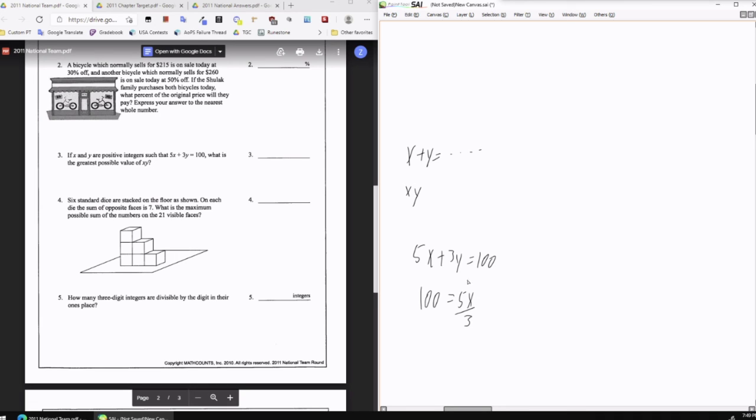Wait, did I write it down wrong? Yeah, y should be equal to 100 minus 5x, all over 3. I misunderstood what you said. Y equals... Yeah, all of it is over 3. Okay, all of it over 3.